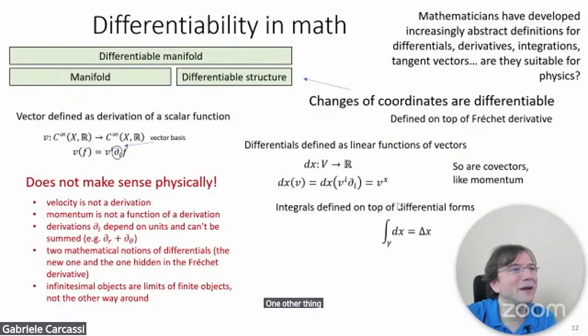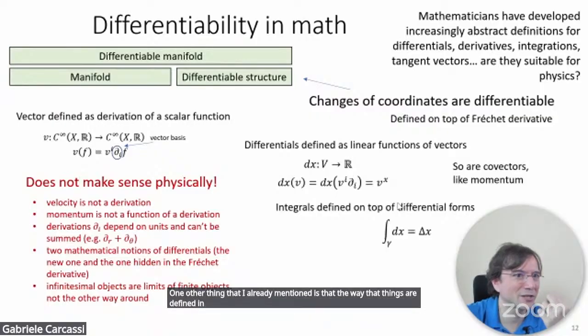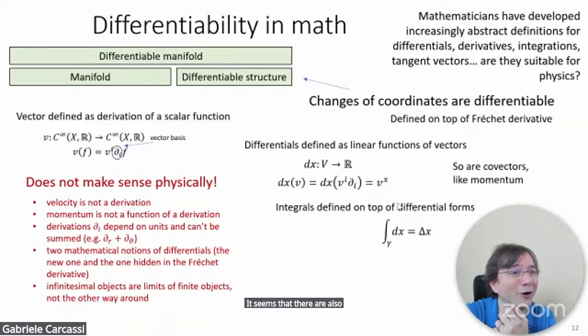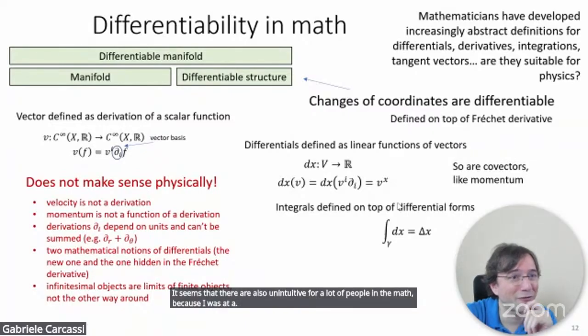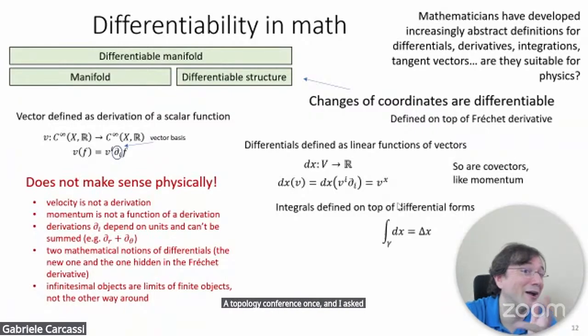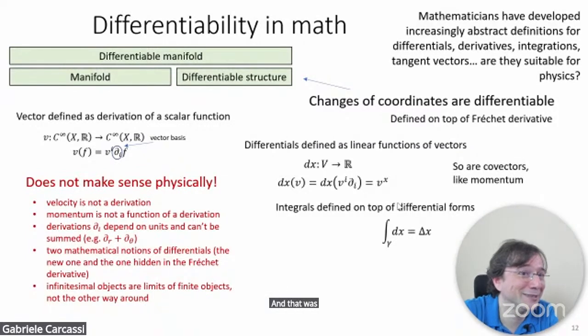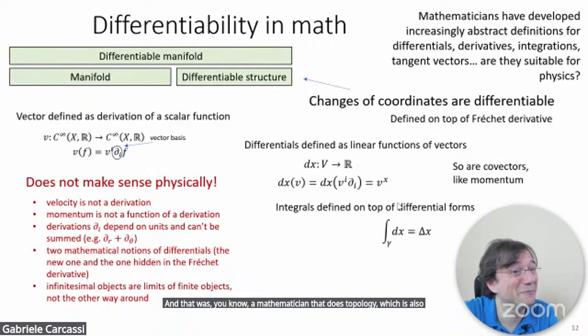One of the things that I already mentioned is that the way that things are defined in differential geometry right now, they're a little bit unintuitive for us physicists. And actually, it seems that they're also unintuitive for a lot of people in math, because I was at a topology conference once, and I asked the grad students, why are you in topology and not other things? And they said, well, I'm definitely not in differential geometry because all the definitions do not make sense to me. And that was a mathematician that does topology, which is also very abstract. So they didn't make sense to him.